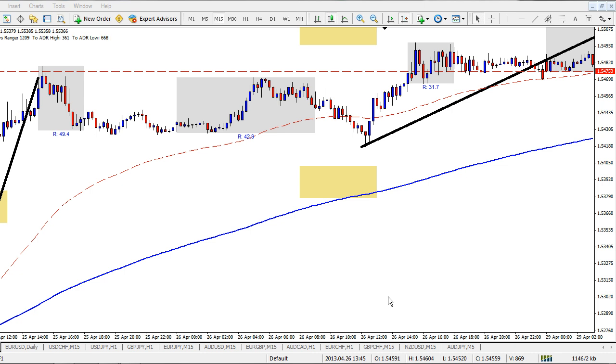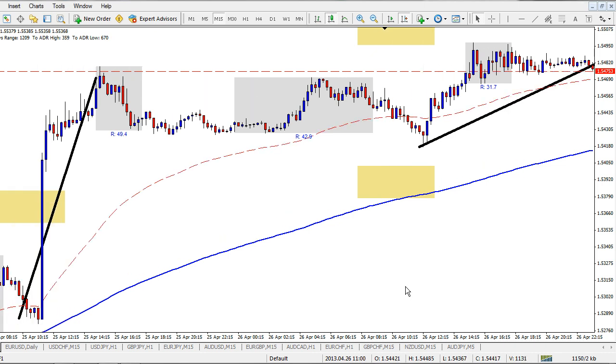Now, stop placement is one of those things that is extremely critical. I think it's a point that most people don't give enough consideration to, and if they do give consideration to it, generally their stop is placed in what I term as the worst possible location.